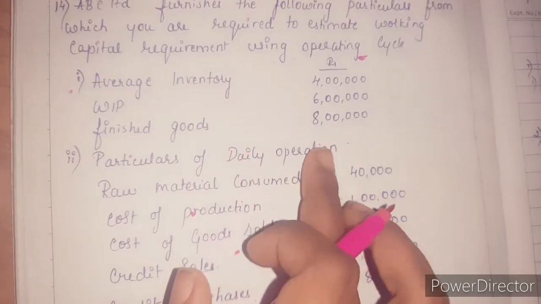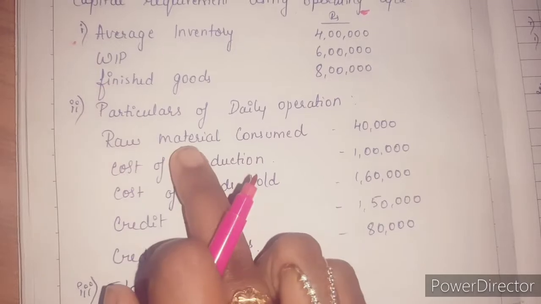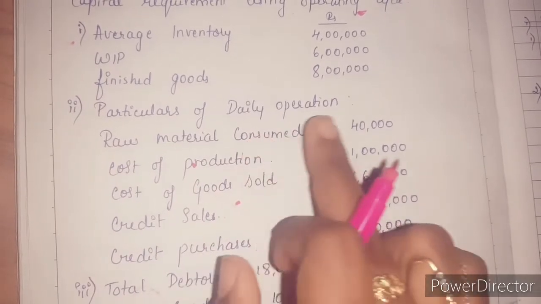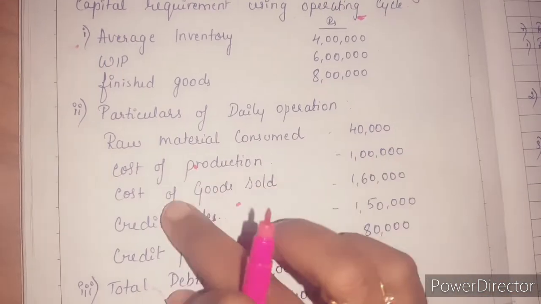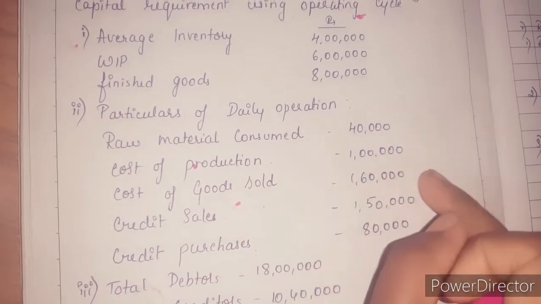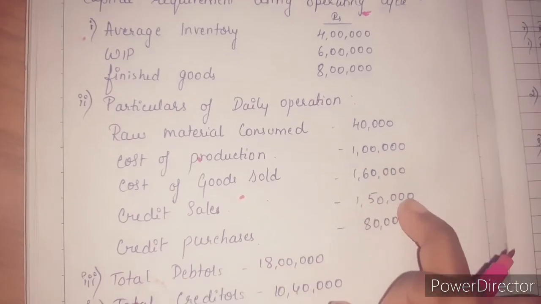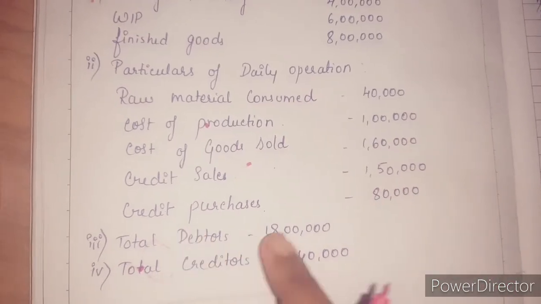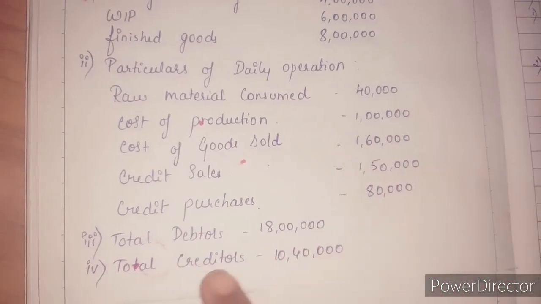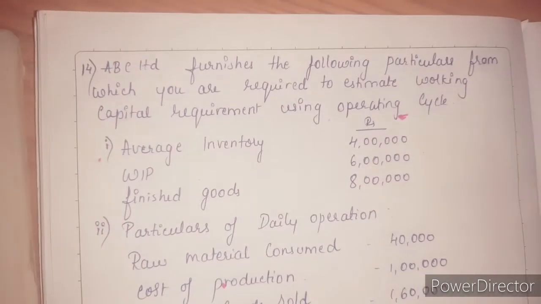Particulars of daily operation, and the information is given related to raw material consumed 40,000, cost of production 1 lakh, cost of goods sold 1,60,000, credit sales 1,50,000, credit purchase 80,000, and total debtors 18 lakh, total creditors 10,40,000. So this is the information which is given in the problem. So we have to find.